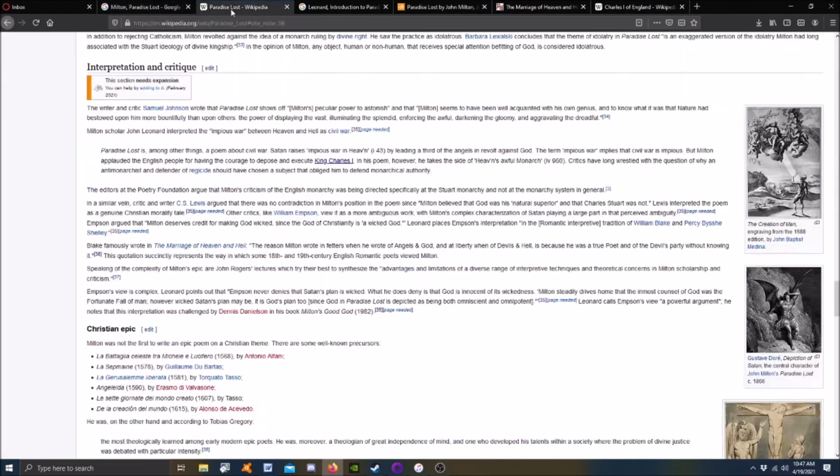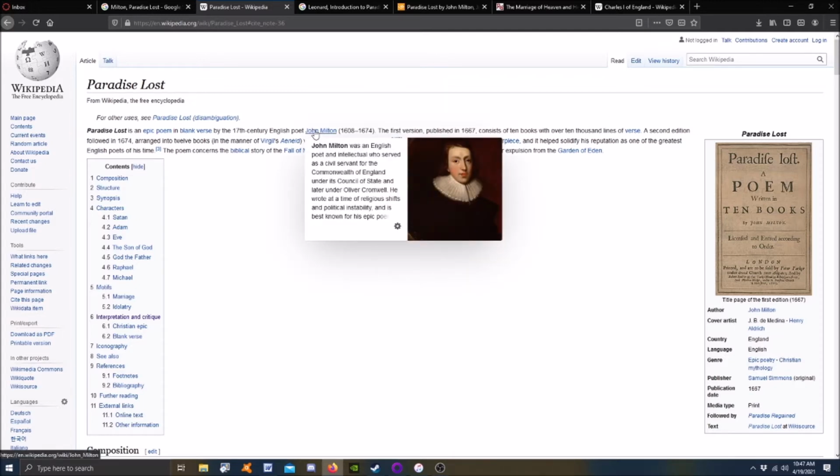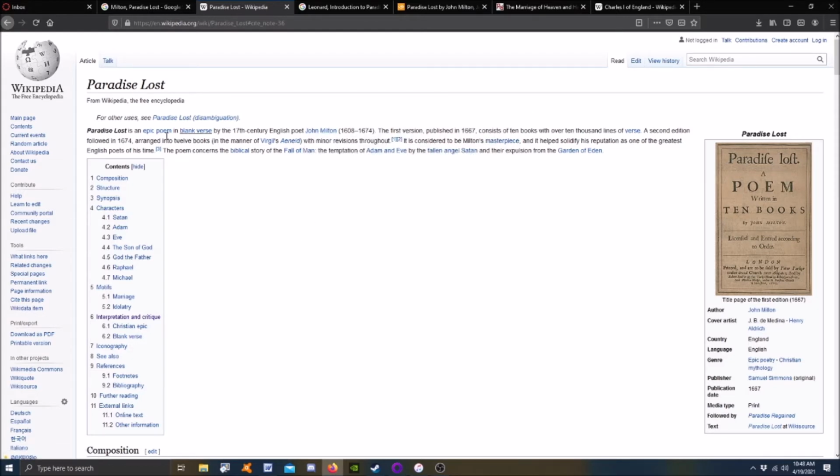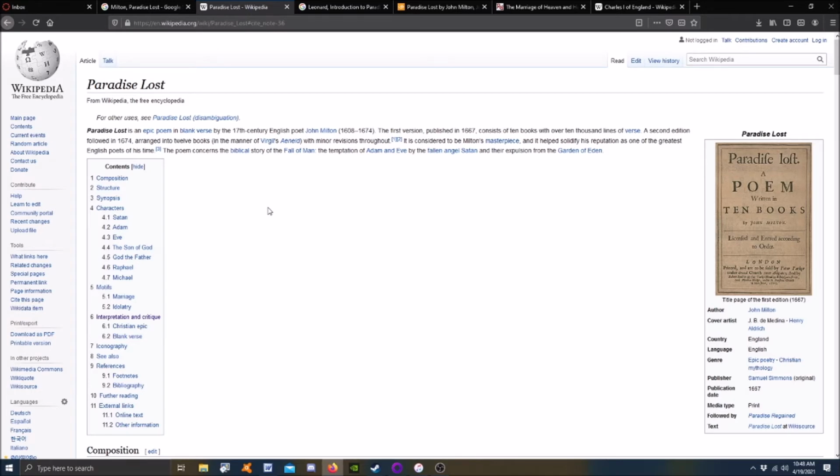So with that in mind, let's jump to the Wikipedia page. Here we have Paradise Lost, an epic poem in blank verse by the 17th century English poet John Milton, etc., etc. Already we have access to tons of great possible resources. Just look at all of the links here. We've got a link to John Milton himself, so we can look for biographical information about the author. It notes that a second edition followed in 1674, arranged into 12 books in the manner of Virgil's Aeneid, which maybe we should look up to see the sort of reference that Milton is making to it here.